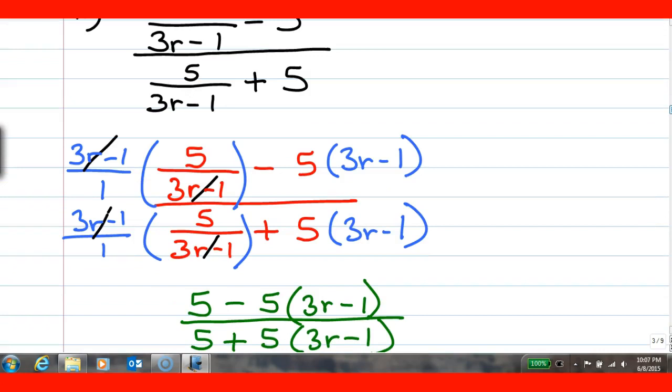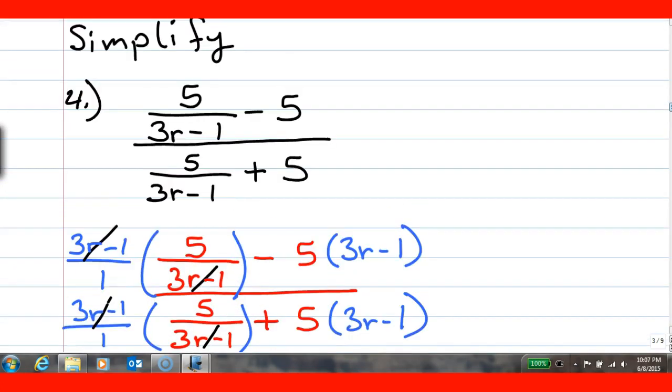So when we're looking at this one, what we can do is start by simplifying the numerator and simplifying the denominator to begin with. So I have a 3r minus 1 in a fraction form up here in the numerator. So to clear that fraction, I'm going to multiply both terms by that 3r minus 1. It's going to clear on the left side, leaving me with just a 5. On the right side, I'm going to have a minus 5 times the 3r minus 1.